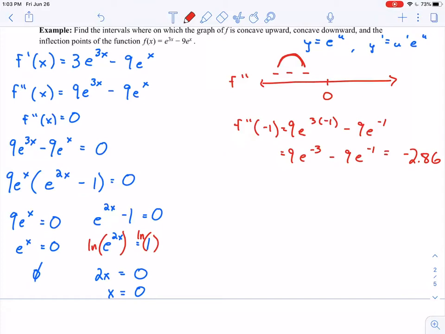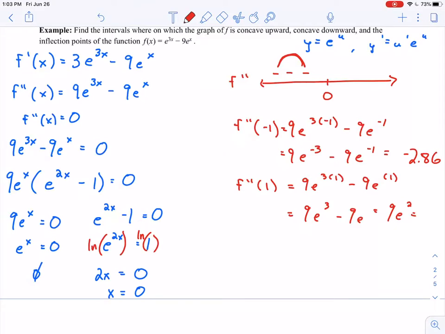And I'm going to do the same thing on the right-hand side now. I'm going to pick, let's say, 1. F double prime of 1, this is 9e to the 3 times 1 power minus 9e to the first power. So this is 9e to the third minus 9e. So actually, we can simplify this fairly easily. This is 9e squared. And I can look at this and say, well, 9 is a positive number. E squared is a positive number. When I take two positive numbers and multiply them together, I'll get another positive. But if you'd like a decimal approximation, you can also get that as well.